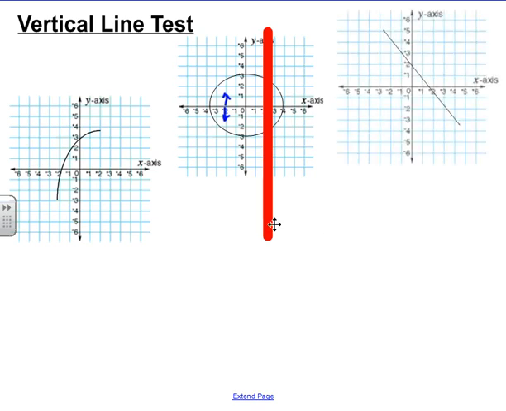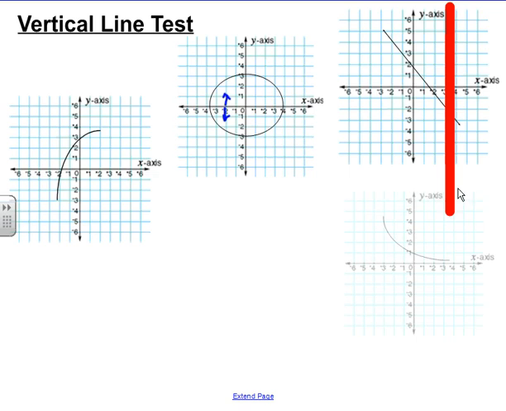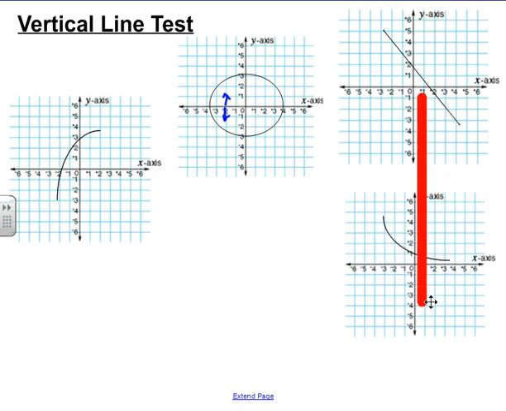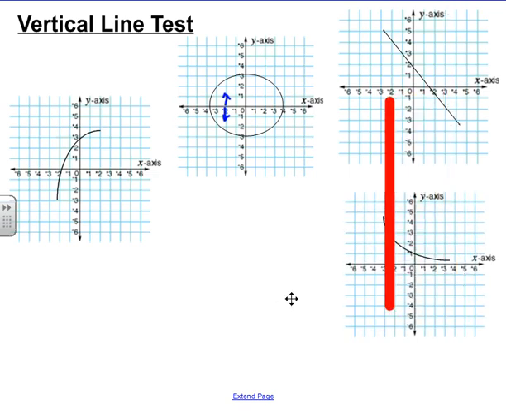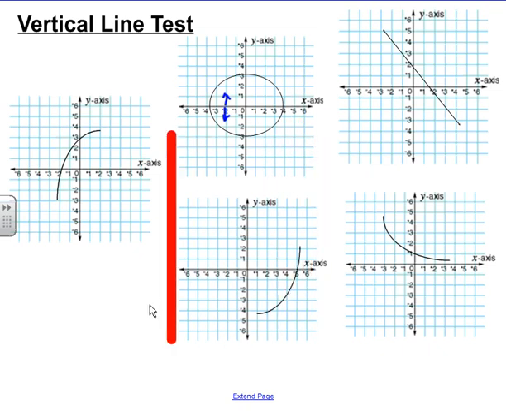Let's take a look here. And again, we see it does pass the vertical line test. It only hits it in one spot. Here's another one where again it is only hitting in one place. And one more time, it's only hitting in one place. So we can see how the vertical line test works.